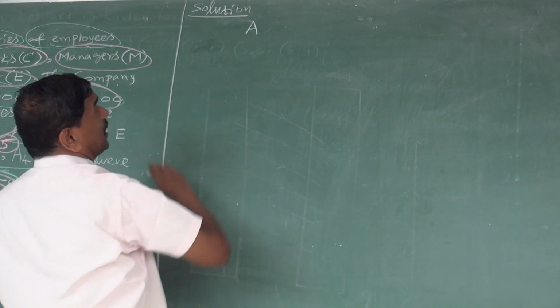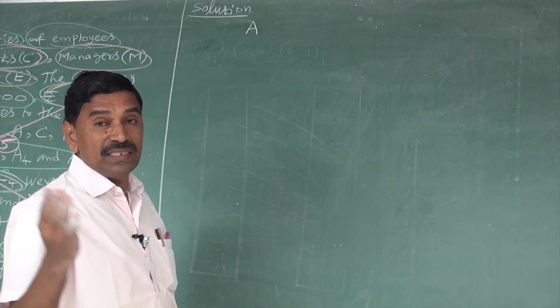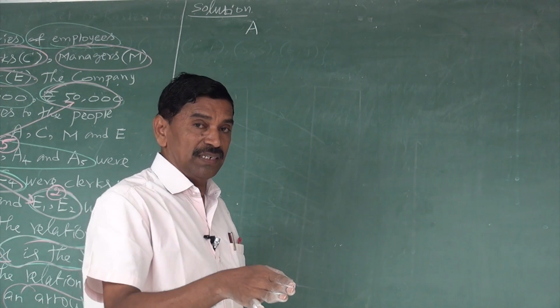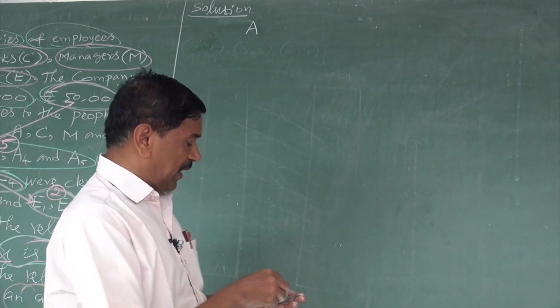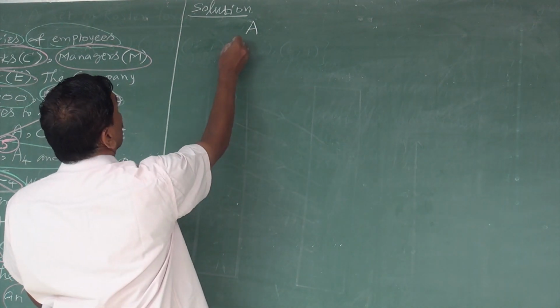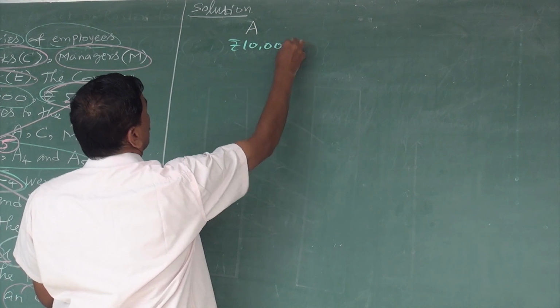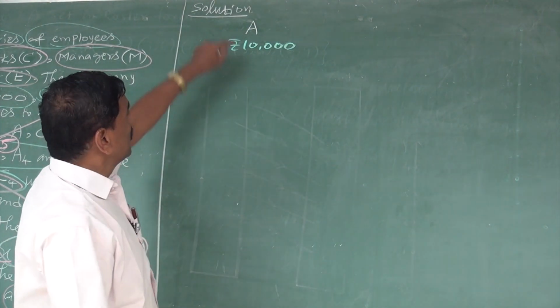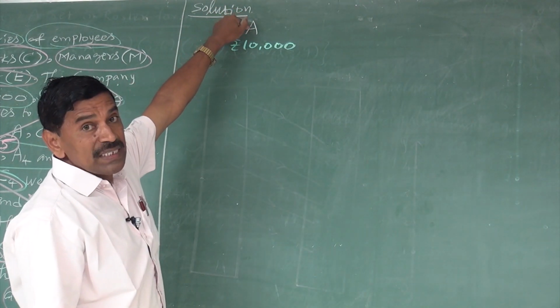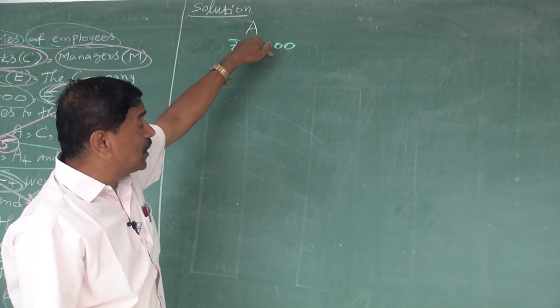And can you tell me how much salary each assistant can get? Because the question is about salary related to person, first we need the salary. So what is the salary for assistants? Yes, rupees 10,000. Capital A denotes assistants, and each assistant can get rupees 10,000.